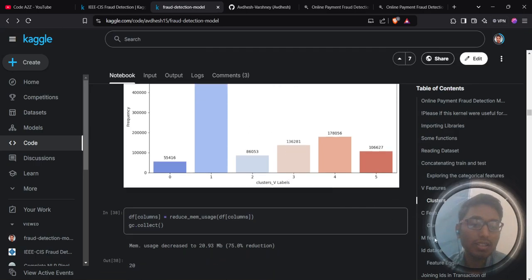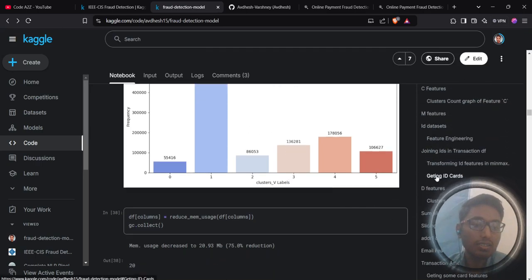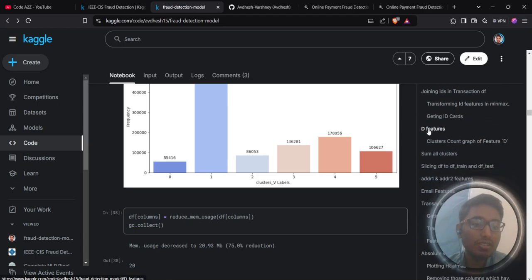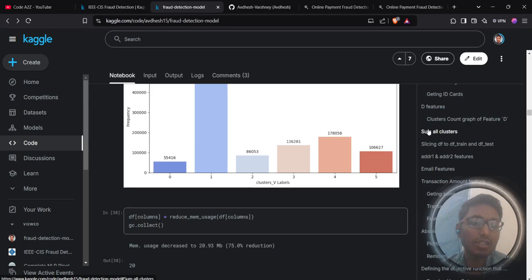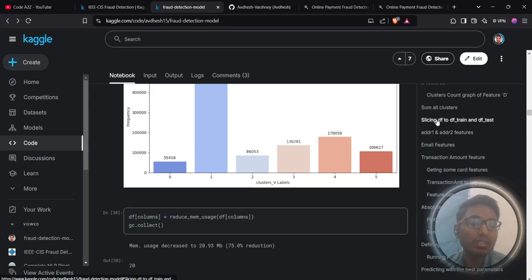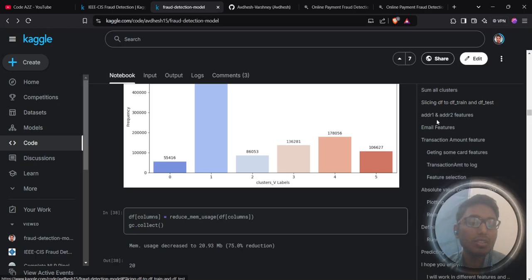Then moving to the C features, the M features, the ID data set and the D features, after pre-processing all these features, I had to create some other features from the whole data set, like the sum of all clusters. Then I decided to split the data set from the whole data set df into df train and df test. Because some of the features are not present in df test, being totally null values there, I decided to slice the whole data set and do the feature engineering on the df train data set. After this, the address 1 and address 2 features are used for further processing.